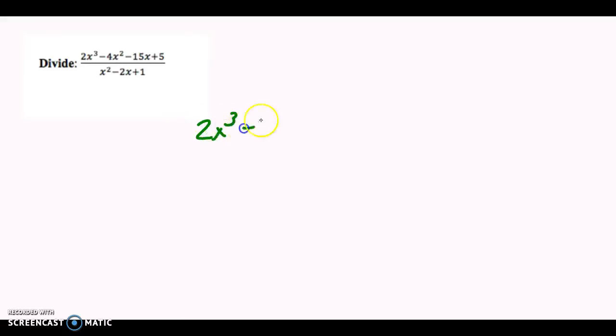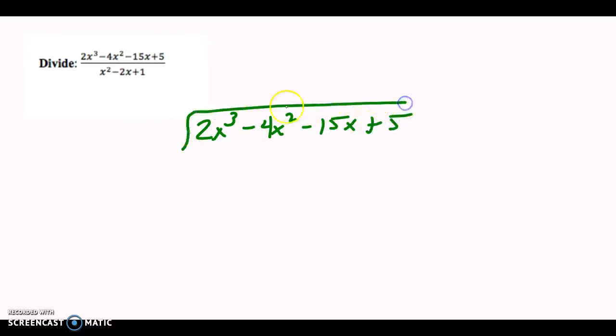We got 2x cubed minus 4x squared minus 15x plus 5. We're going to do some polynomial long division by x squared minus 2x plus 1. Let's knock it out. X squared goes into 2x cubed. I did this before, so I'll do it again.